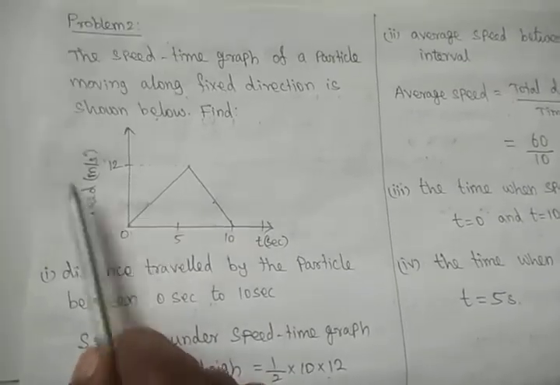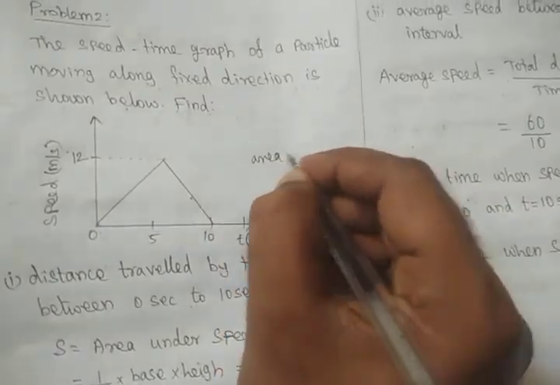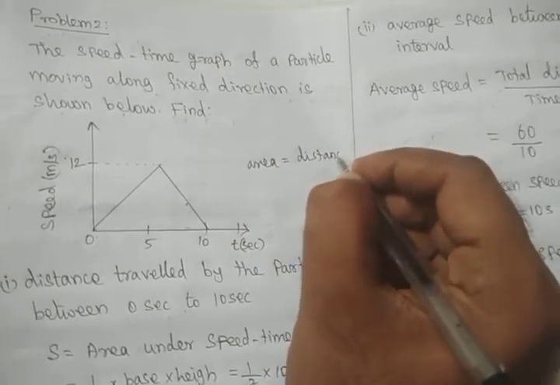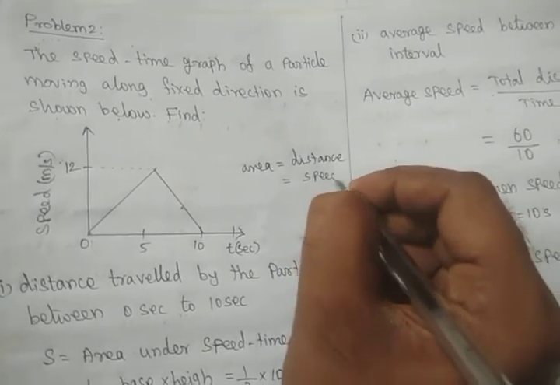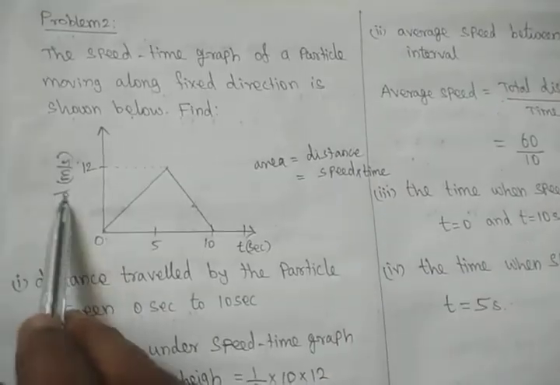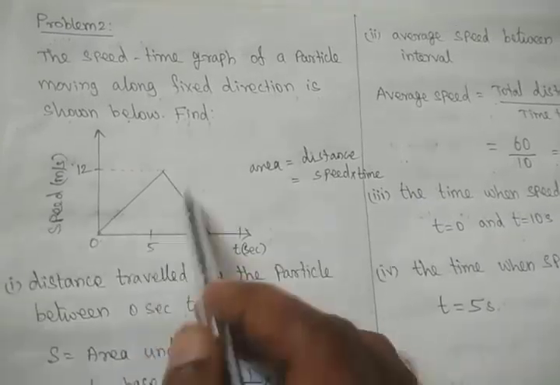So this is the speed, this is the time. So area under the curve represents the distance. So distance is equal to speed into time, which is equal to area. Here you can see that speed into time is the area. The area is a speed into time.